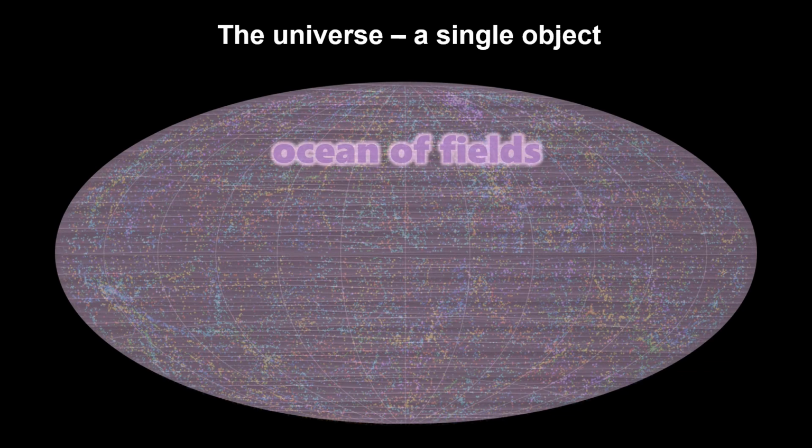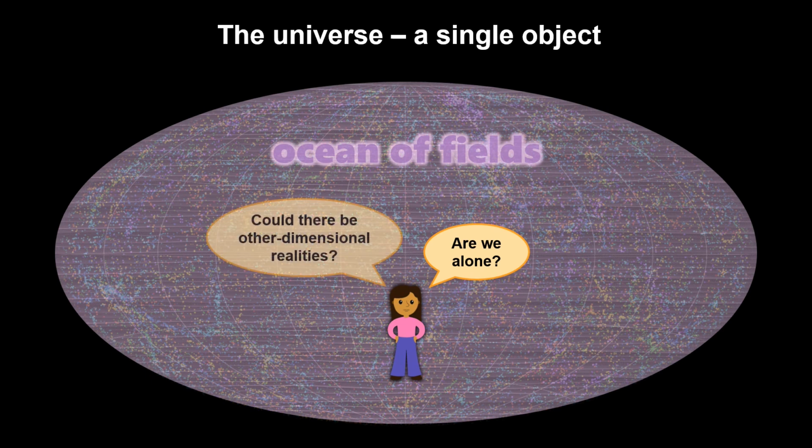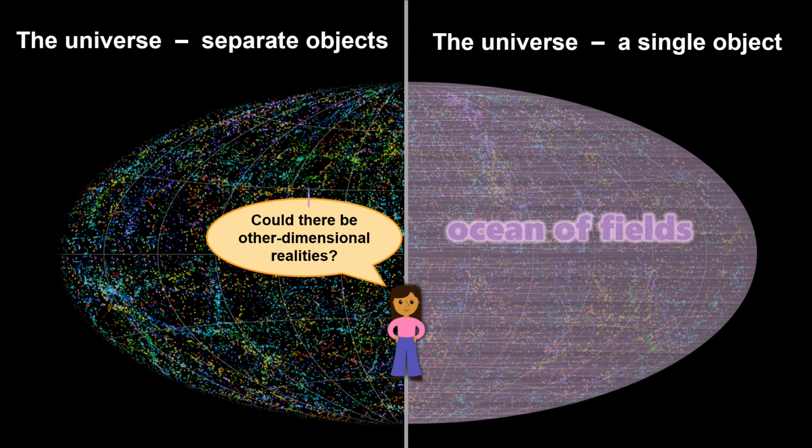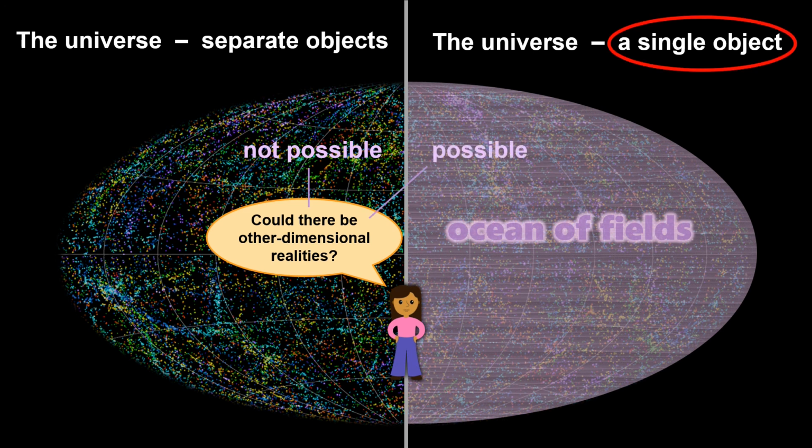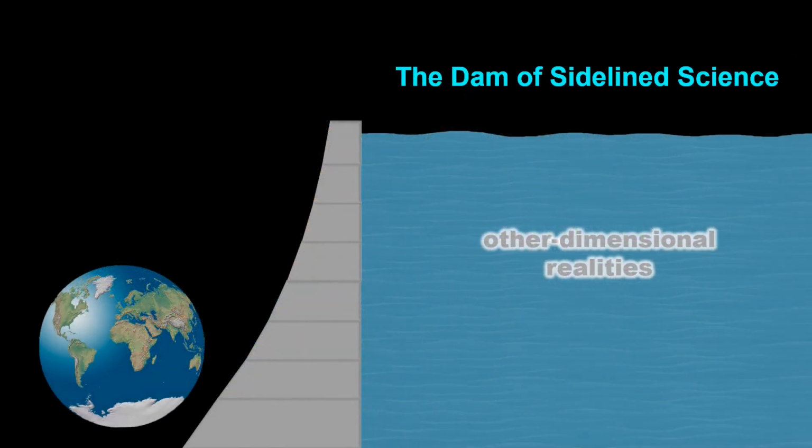Now that we've established that the universe could be regarded as a single object, or a single ocean of fields, this allows us to ask the question, are we alone in a whole new light? And by that I mean, could there be other dimensional realities in which intelligent life exists? I don't see how that could be possible if the universe was a bunch of separate objects. But if the universe is a single ocean of fields, then new possibilities open up, as I will show in later episodes. This is where sideline science has so much to say.